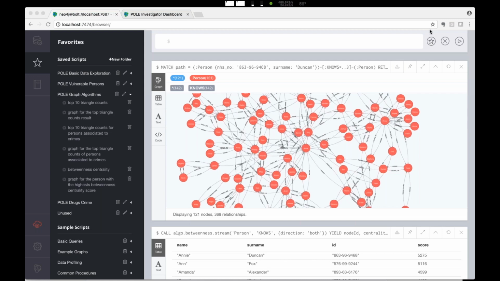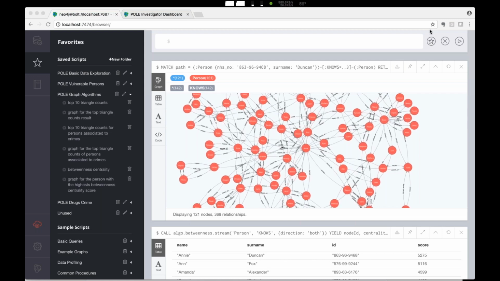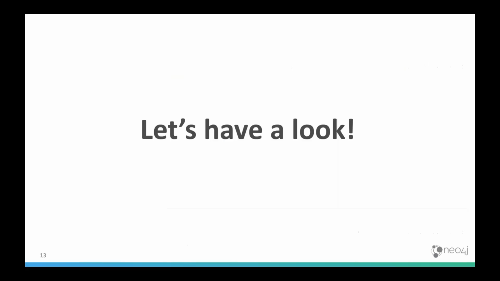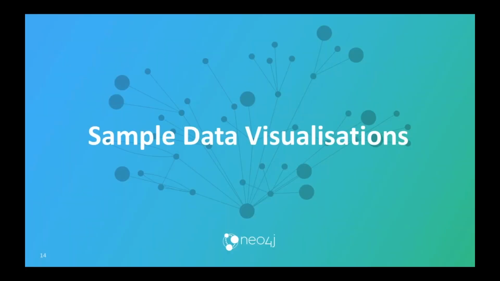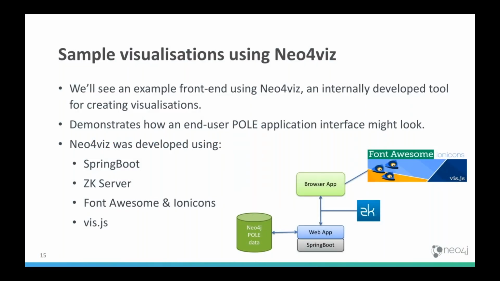Okay, so that's the end of the demo in terms of Cypher and the Neo4j browser. We'll take a quick look at two ways of visualizing this outside the browser. The browser is really great for developers and users who know Cypher, but if you want to expose some of this data to business users, or in a more easily digestible format, there are a number of different ways you can do that. So we'll take a look at two.